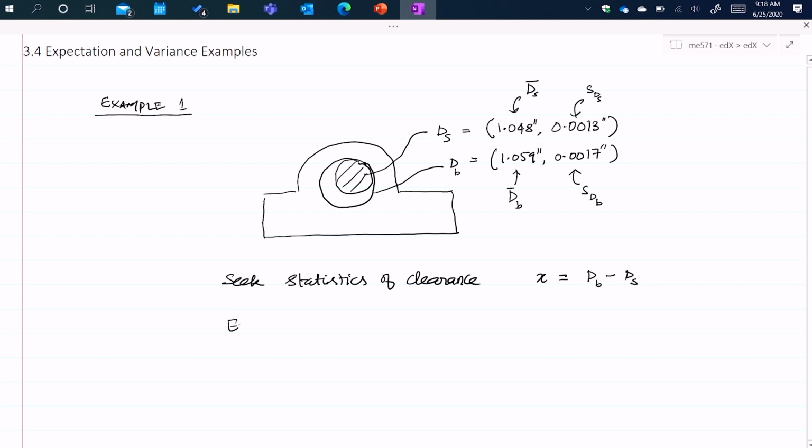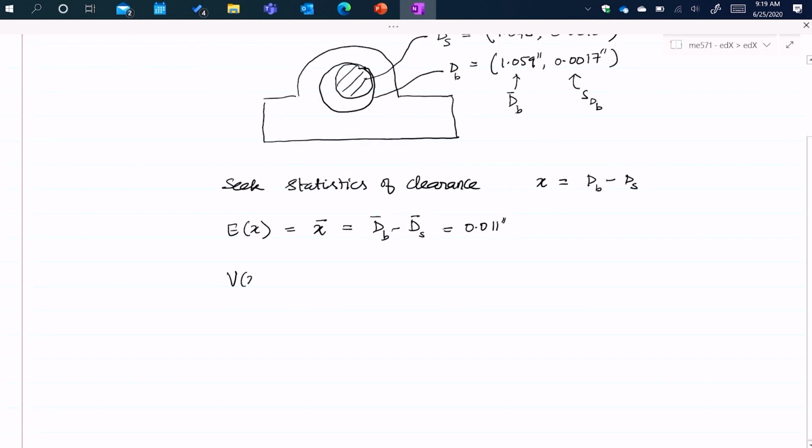So what we now seek is the expected value of x, which is x bar, and that we know from the summation formula to be the mean value of the bearing minus the mean value of the shaft, and that's equal to 0.011 inches. We also seek the variance of x, the clearance, which we know to be equal to s sub dB squared plus s sub dS squared.